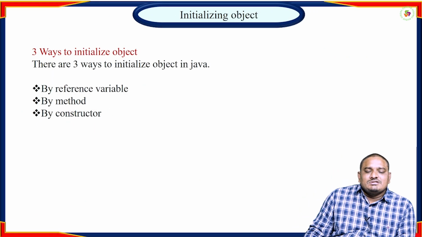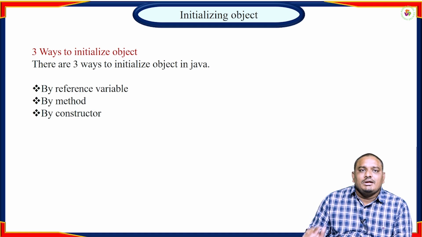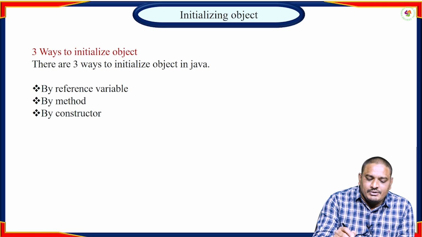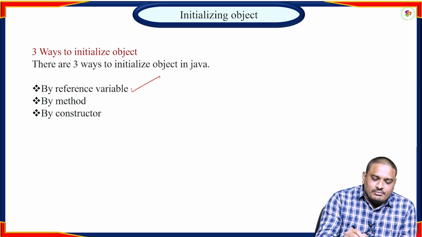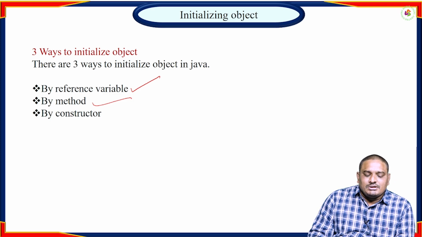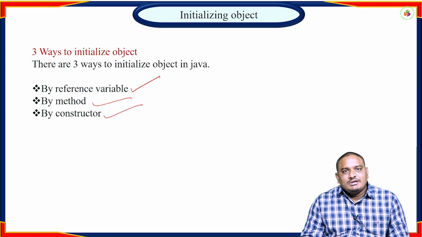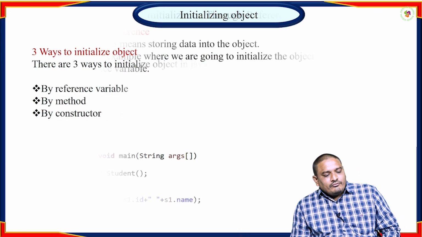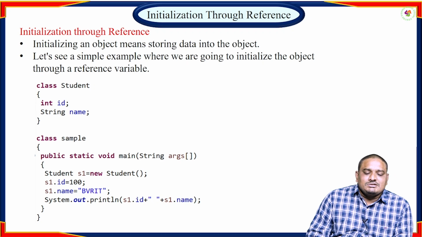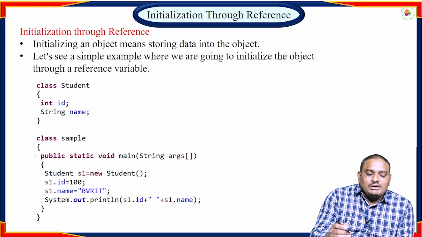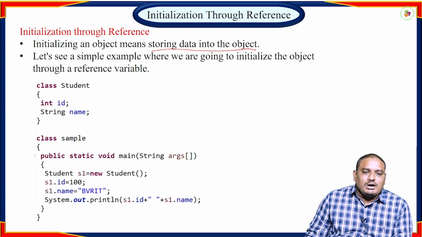Next, how to initialize the object. Here the object can be initialized in three ways. The first is by using a reference variable. The second is by using some methods. The third is by using a constructor. Let's see one by one. First, initialization through reference. Initializing an object means storing data into objects.